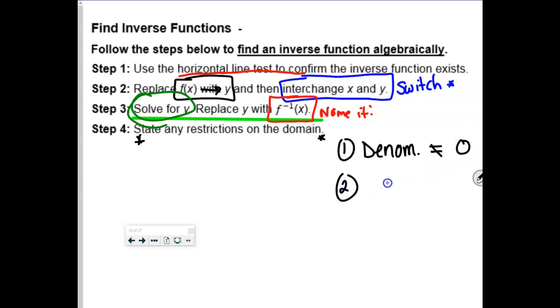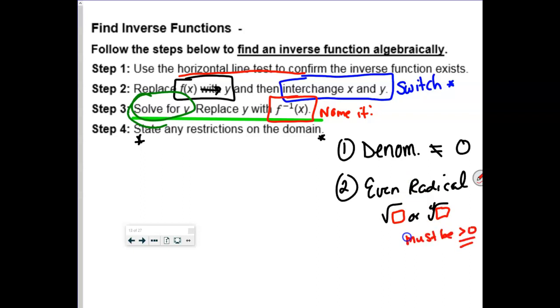And then the other place where you might see a domain restriction is if you have an even radical. So like a square root or a fourth root. And remember the square root and fourth root and sixth root, you can't have anything negative in there, right? So whatever's inside of here must be, let's say, greater than or equal to 0. Because we're not going to involve i's in our work for this lesson. So it's more elaborate than what you did in Algebra 2, for sure. We're going to have weird functions.